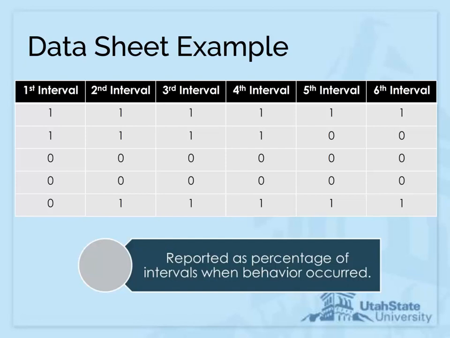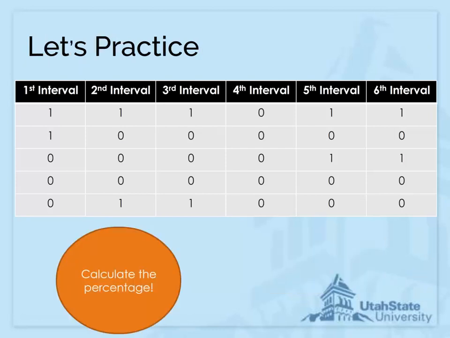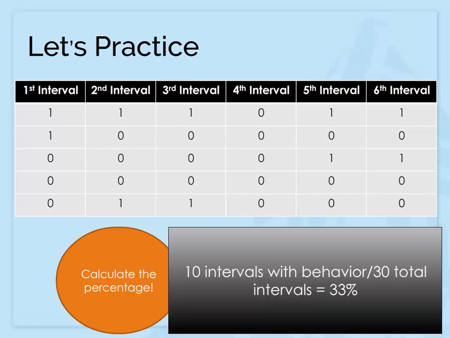When you are using whole interval recording, you will report your data as a percentage of intervals where a behavior occurred. In this example, there were 15 intervals marked as a 1 and 15 with a 0, so the percentage would be 50%. Here is another example. Go ahead and calculate the percentage of intervals where behavior occurred over the whole interval. The answer is 33%. 10 intervals with behavior and 30 intervals total, so 20 without, yielding 33%.